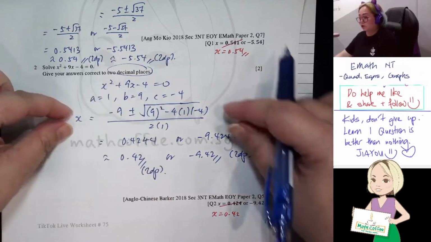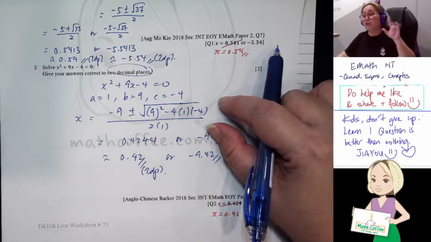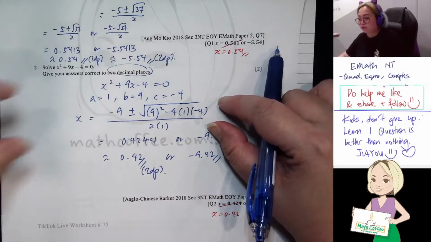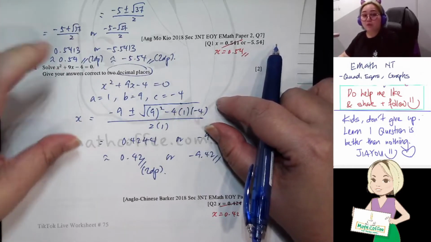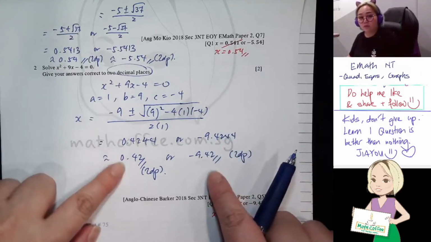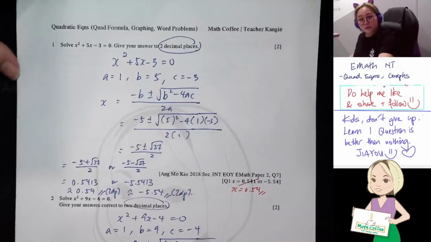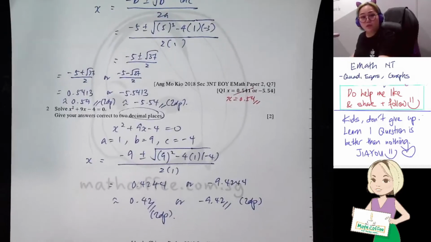But you still have to show that you use the formula, because we are not allowed to officially use the calculator. So you have to show that you use the formula, plug in your A, B, C, and after that, of course, use your calculator to find out the two values. So this is for question number 1 and question number 2, solving quadratic equation.